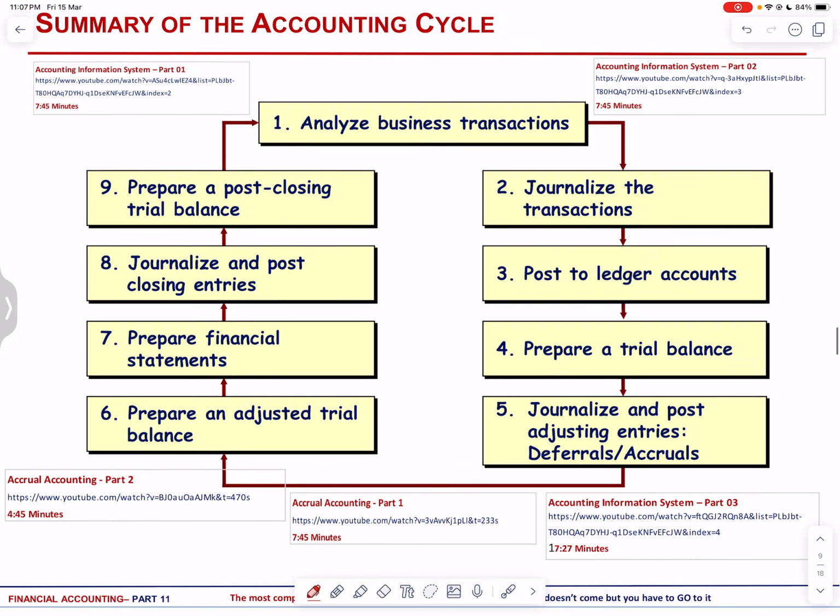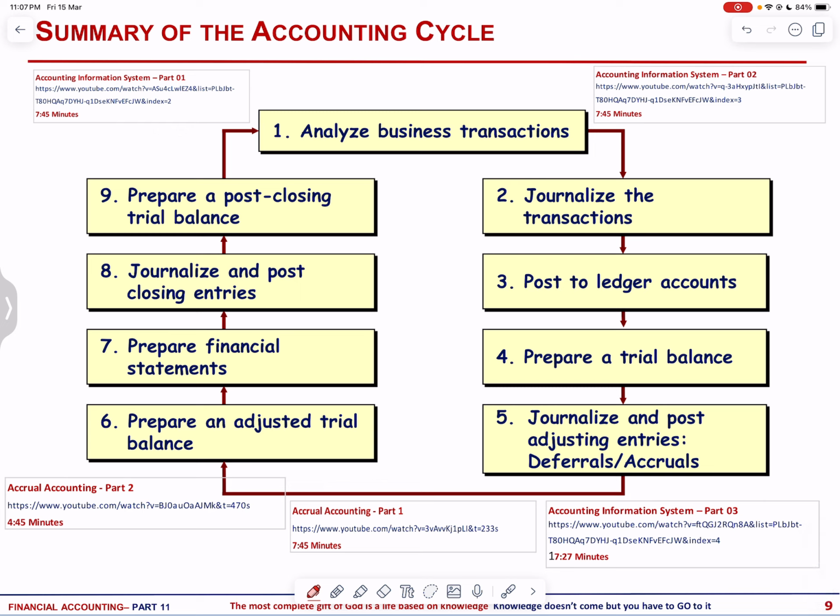Now, this is the summary of the accounting cycle. First of all, we are going to analyze the business transactions, and we have talked about analyzing the business transactions in the first video. You can refer to the link over here. After analyzing the business transactions, we journalize, and journalizing the transactions is explained in video number 2 on the accounting information system. Next, we post the transactions to the ledger accounts, and we prepare the trial balance. And posting to the ledger and the trial balance is explained in the third video.